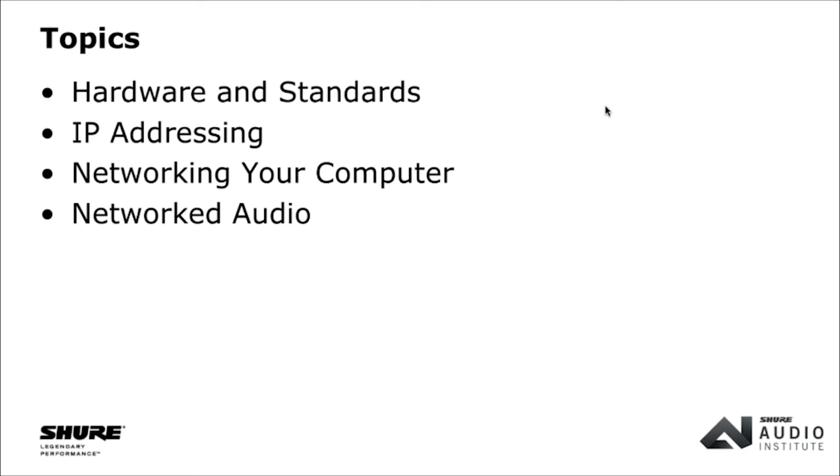So here's what we're going to talk about. We're going to start out with looking at hardware and standards that relate to Ethernet networking, and then get into the meat of IP addressing, which is where a lot of this being successful and being specific really comes into play. We'll take a look at networking your computer. If you're going to successfully configure some of these networks, you have to make sure your computer is talking to the network correctly, and then end up with a little bit about networked audio specifically.